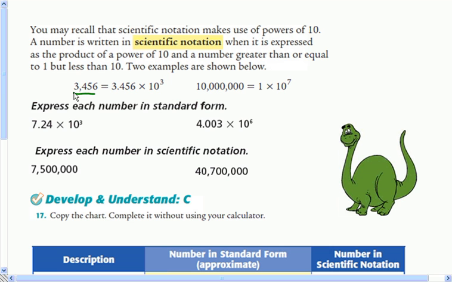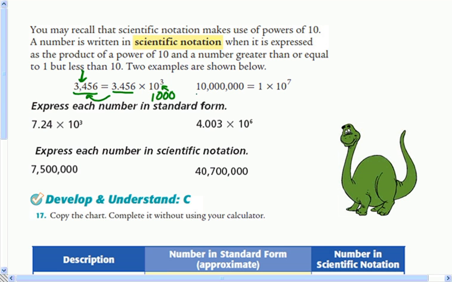So 3,456, we can write that. We want to put a decimal in a place where the number will be greater than or equal to 1, but less than 10. So we're going to put the decimal right there. So 3.456. And then we just want to think of what number times 3.456 equals 3,456. And that is 1,000. And 1,000 we're going to write as a power of 10, which is 10 to the third power. 10 times 10 times 10 is 1,000.